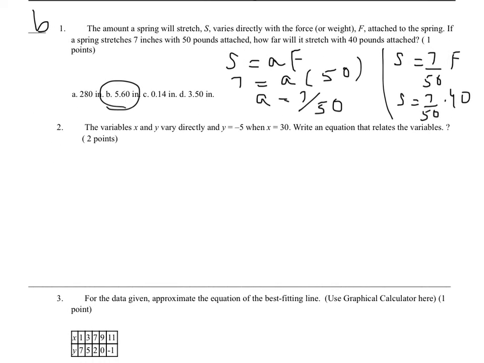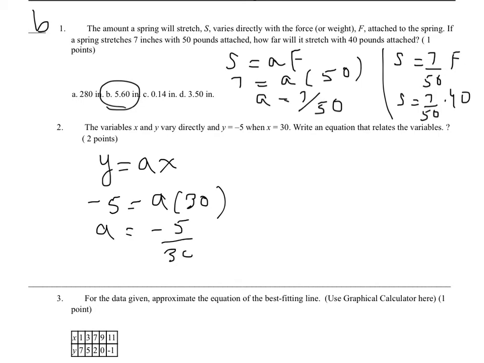Okay, moving on. Here the question says that x and y vary directly, so I have to write y is equal to ax as my first step. Then I have been given the value of y as -5, and I can find my a easily by plugging in the values, and many of you have made the mistake of writing it as 30 over 5, though it is -5 over 30, giving you -1/6. Now the question is to write an equation relating the variables. That means the final answer will be y is equal to -1/6x.